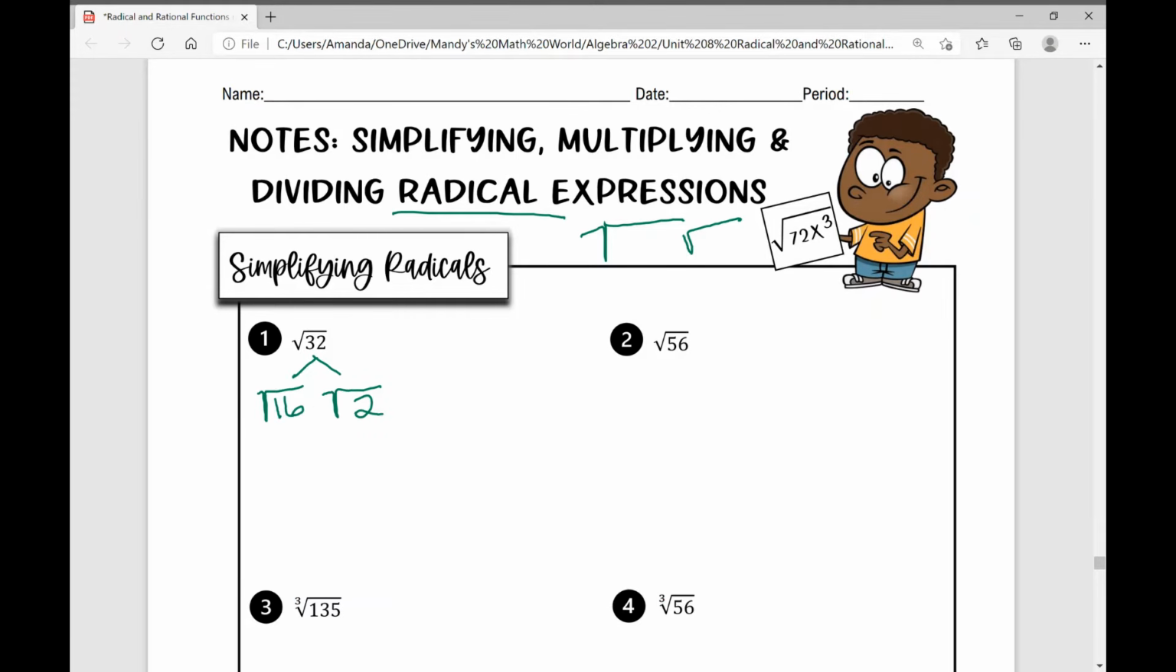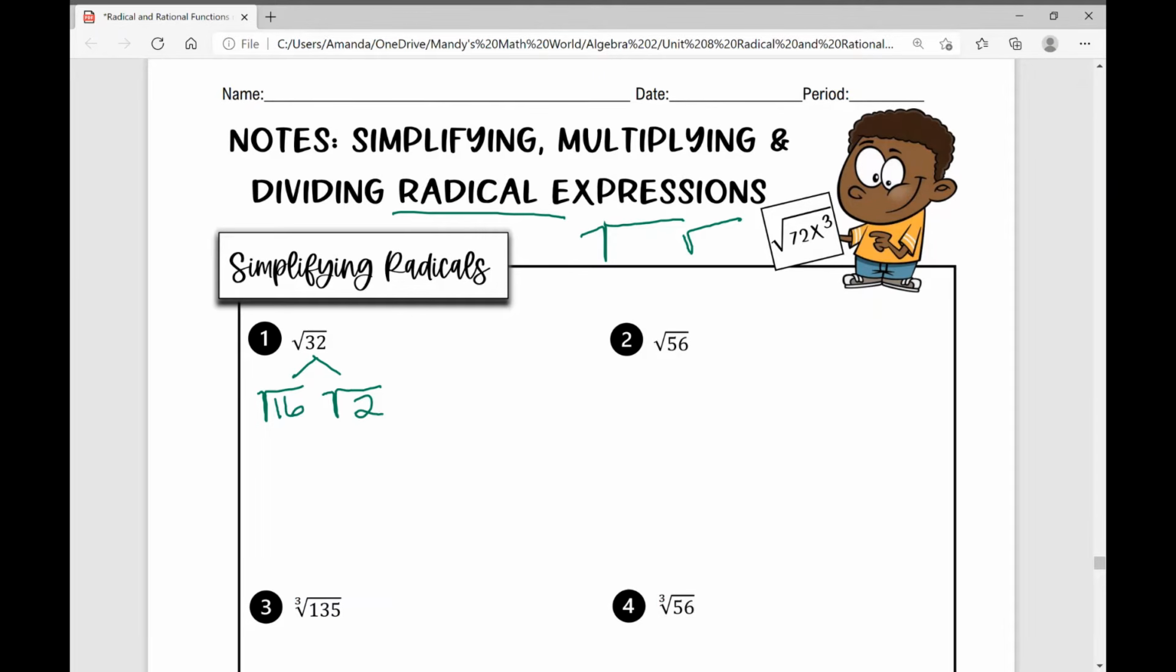This might be a good opportunity, if you don't know your perfect squares, and this is an Algebra 2 lesson, so you probably saw this in Algebra 1, and you might have seen it in geometry as well, to have a perfect square chart that just tells you, hey, 1 squared is 1, 2 squared is 4, 3 squared is 9, and so on and so forth. I like those to usually go up to maybe 25. So the square root of 16 times the square root of 2.